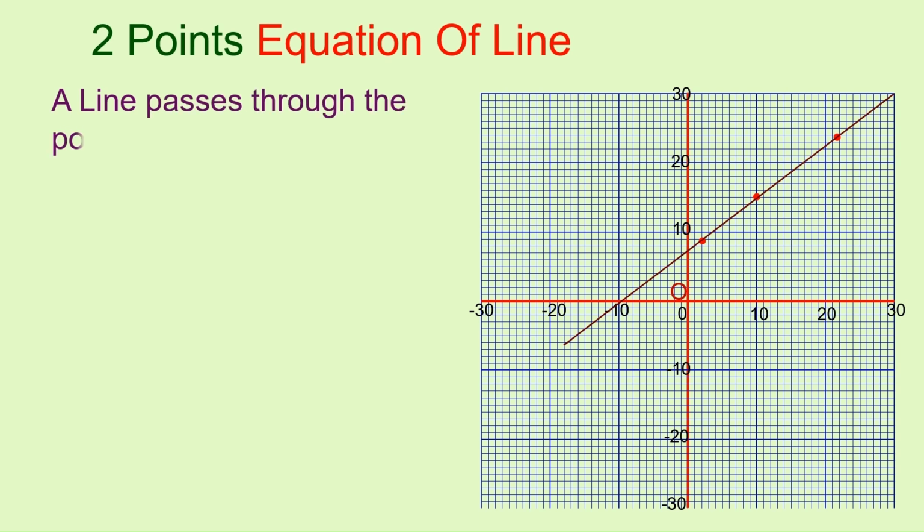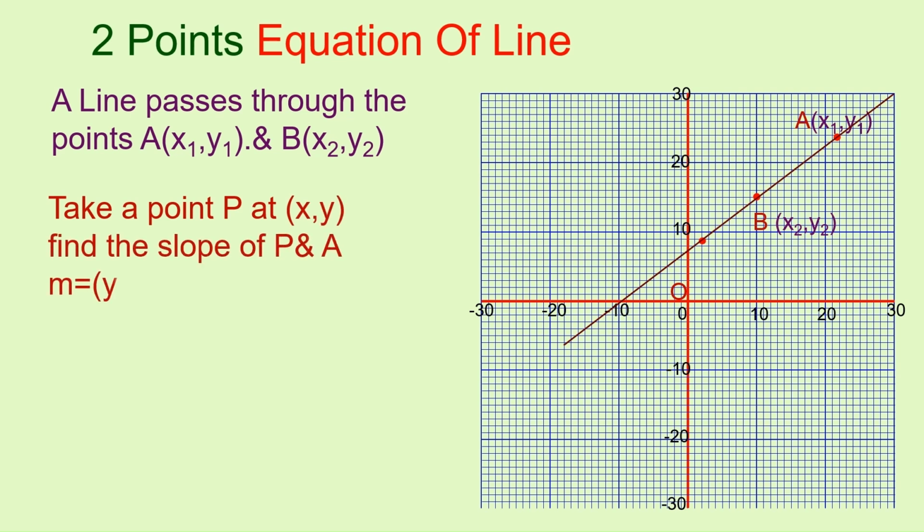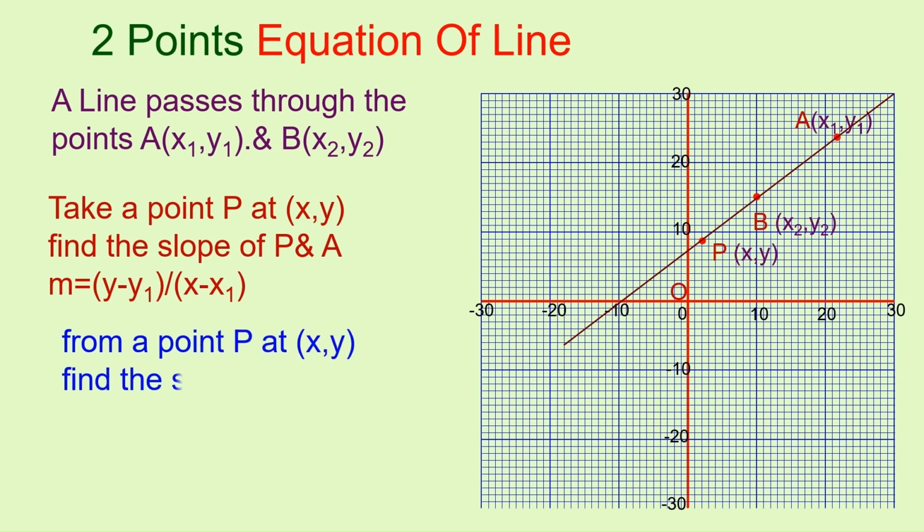A line passes through the points A (x1, y1) and B (x2, y2). Take a point P at (x, y). Find the slope of PA: m equals (y minus y1) divided by (x minus x1). From the point P at (x, y), find the slope of PB: m equals (y minus y2) divided by (x minus x2).